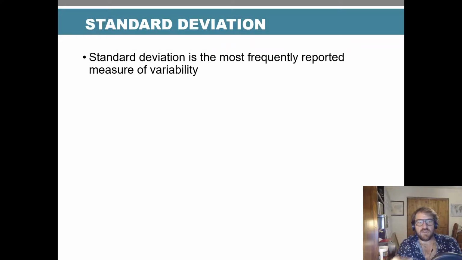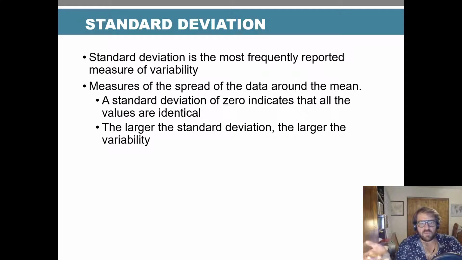Standard deviation, this is our most frequently reported measure of variability. You typically see in papers, if you're reading it, the average or the mean. Usually we call it the mean in papers, and then the standard deviation. What it does is it measures the spread of data around the mean. Standard deviation of 0 indicates that all the values are identical.